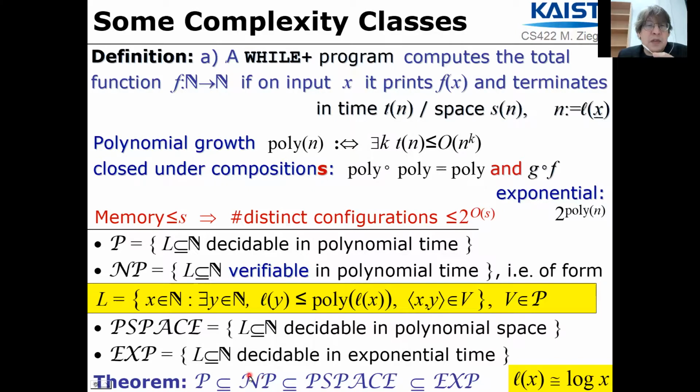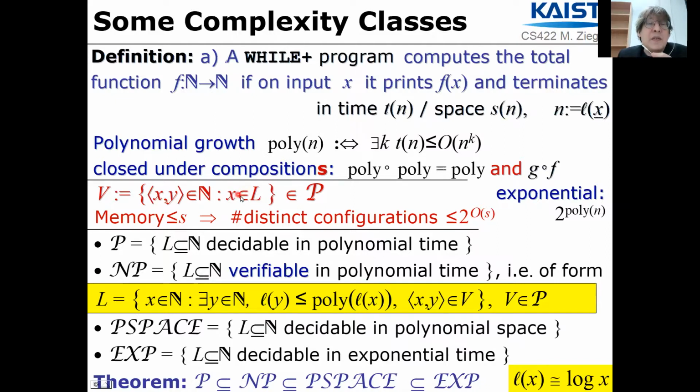For the first inclusion, let us consider this trivial kind of verifier. Let's say we have a decision problem L, which is polynomial time decidable. To show that it belongs to NP, we need to rephrase it equivalently in this form with a witness. To this end, we introduce an artificial dummy witness. Namely, we consider as verifier the set of all pairs x, y, where x belongs to L.